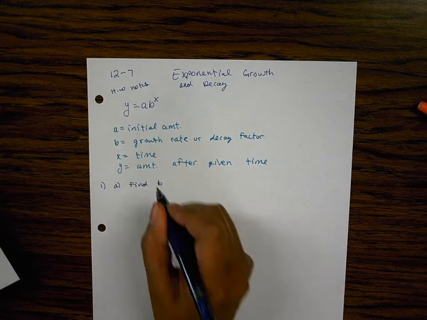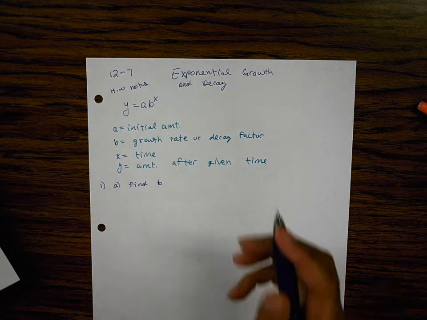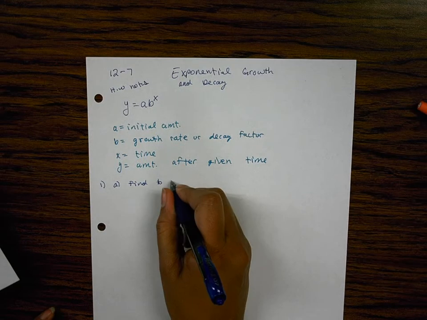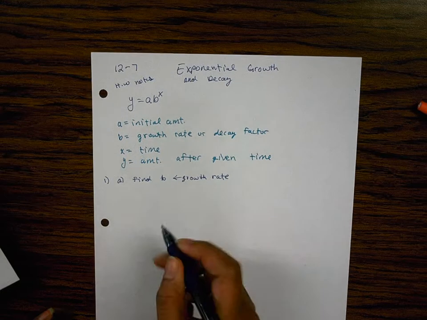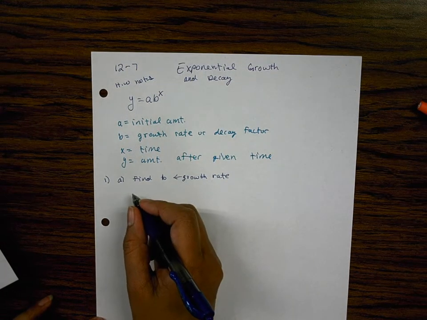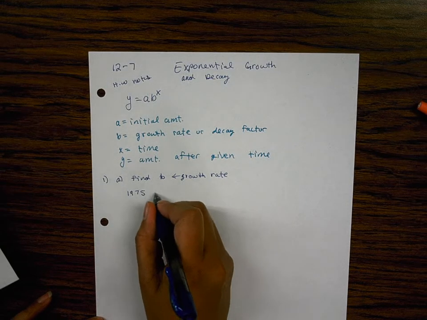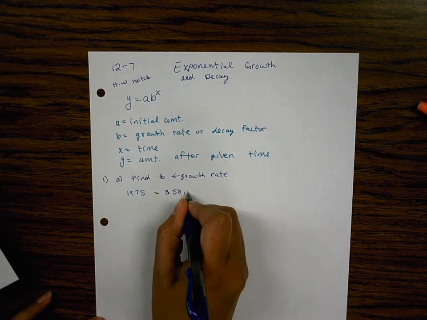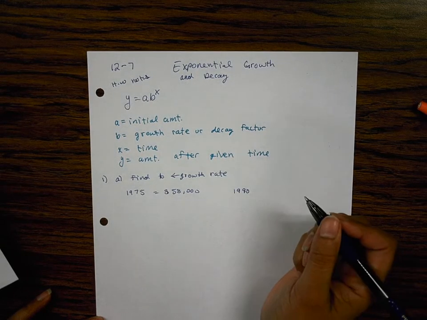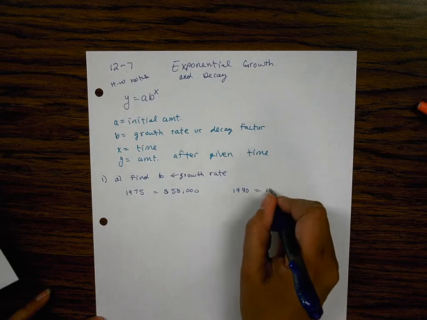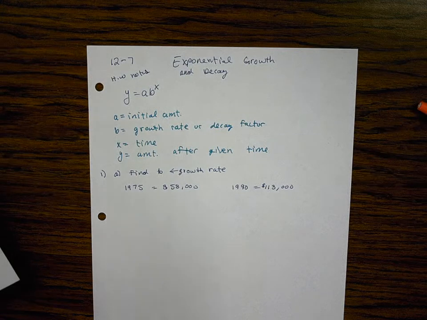And I am going to do it a little different than what the worksheet does, it's the same thing, it's just I'm going to plug it in a little different initially. Find b, the growth rate. And we know it's growing because, if you look back at your paper, in 1975 the price was $58,000, and then in 1990, the price of a new home was $113,000. So you can see that it is growing, so our b should come out to be bigger than 1.